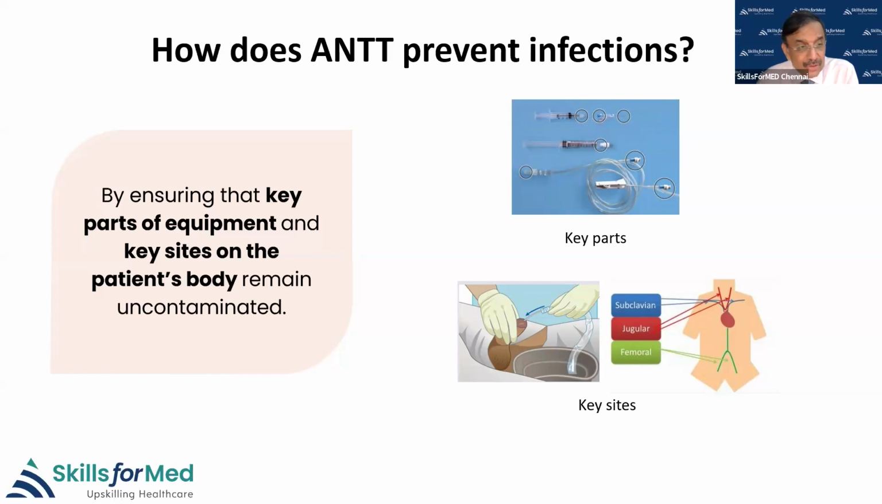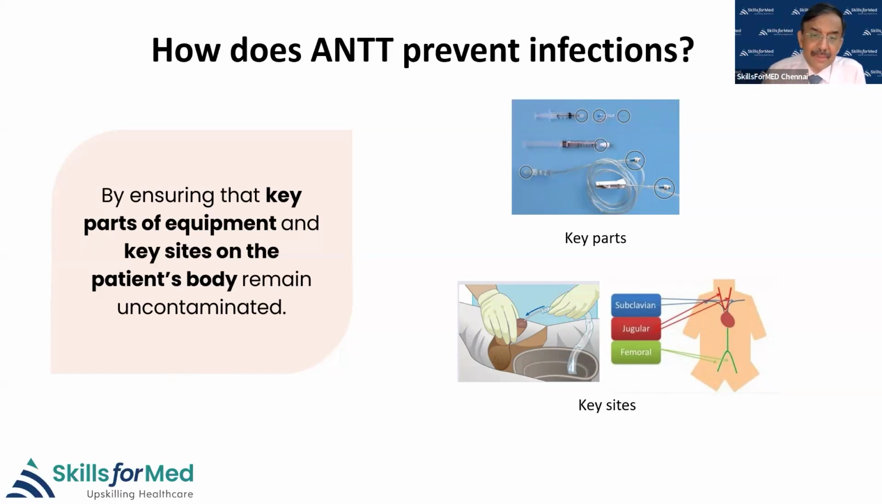But it is actually very useful because it ensures that the key parts of the equipment and the key sites of the patient body remain uncontaminated. Ultimately, this is what you want to achieve, isn't it? You want the part of the instrument or catheter, which is going to go through the skin, or which has the potential to go through the skin, to remain sterile. And the area in which you are going to make the breach to get underneath the skin should be sterile and uncontaminated. So this is the thing.